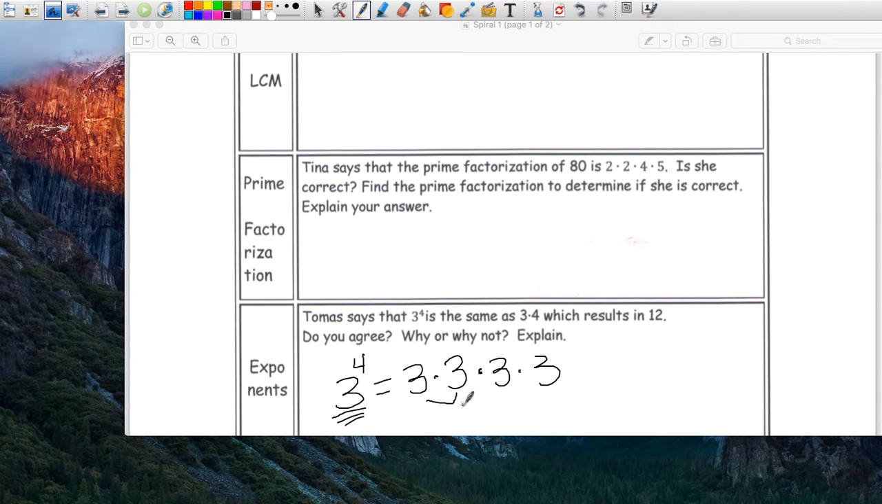These two 3s multiplied is 9. 9 times that 3 will give you 27, and then 27 times the last 3 results in 81. So 3 to the 4th is definitely not 3 times 4. It's actually 3 multiplied by itself 4 times, which gives us 81.